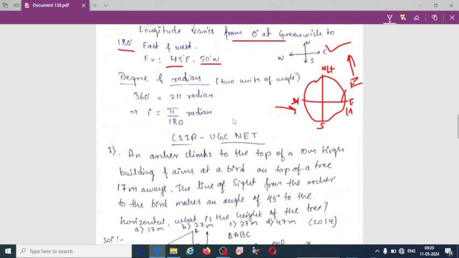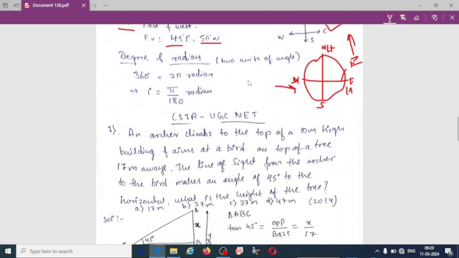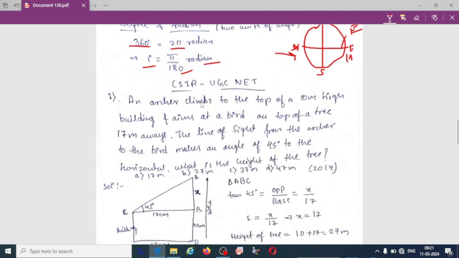So degree and radian: if you want to measure angles, there are two units, degree and radian. So 360 degree is how many radians? 2 pi radian. So 1 degree is equal to how much? Pi by 180 radian. So let us solve here a previous year question from CSIR-UGC NET.